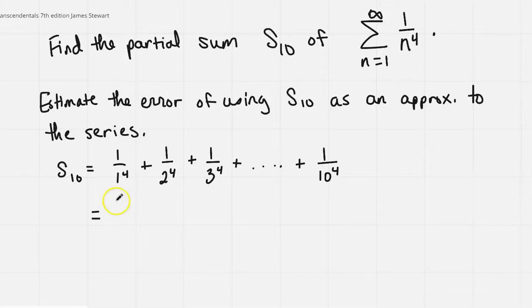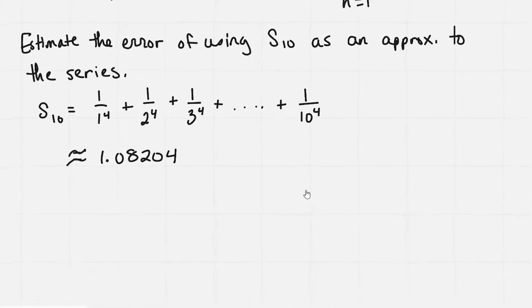So I actually got the decimal values of each of these terms, every term, there's 10 of them, out to at least 5 decimal places. And so when I did this, I got an approximate amount for the sum of 1.08204. So I'll leave that to you to find, to match up that number using whatever method you choose. And then the error of this estimate.